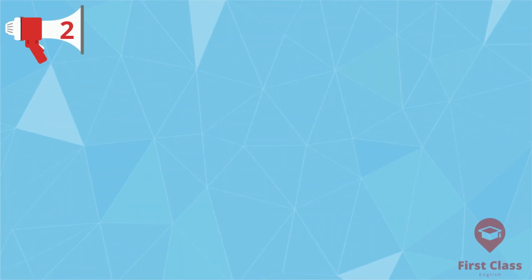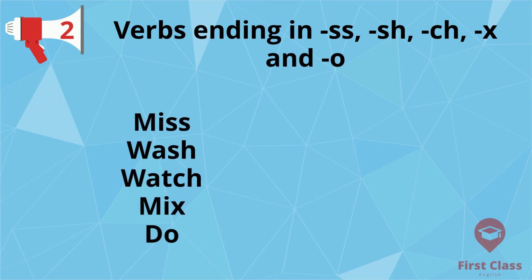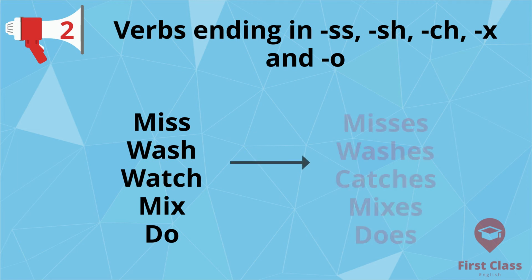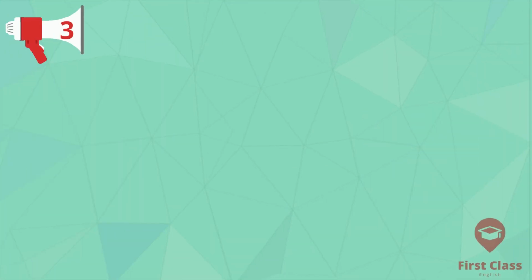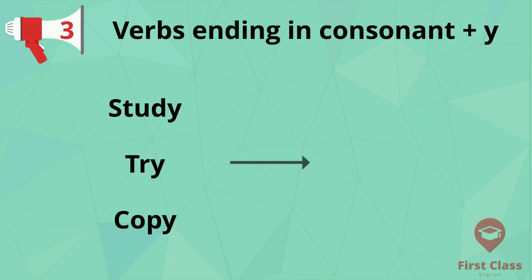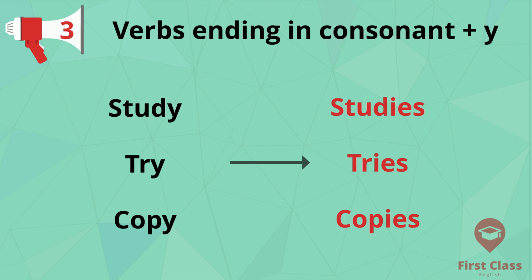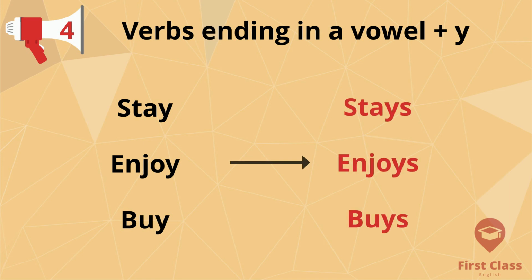Sometimes the ending of a verb will change if it ends in a particular letter. For example, verbs that end in ss, sh, ch, x, and o will now have an ending of es. If a verb ends in a consonant letter plus y, we change the spelling by dropping the y and adding ies. However, if a verb ends in a vowel letter plus y, we do not change the spelling and simply add the letter S.